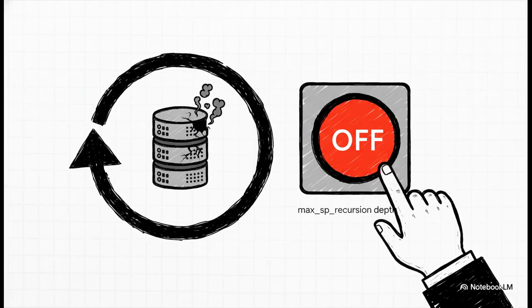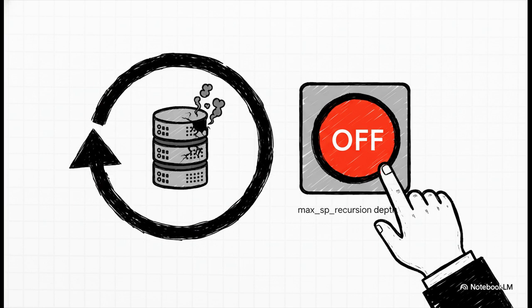But with great power comes, well, a serious warning. An infinite recursive loop is a fast track to crashing your server by eating up all its memory. That's exactly why MySQL has a built-in safety switch, max_sp_recursion_depth.